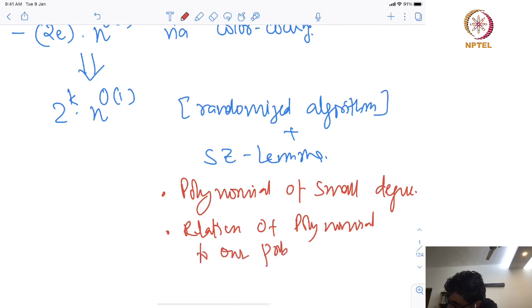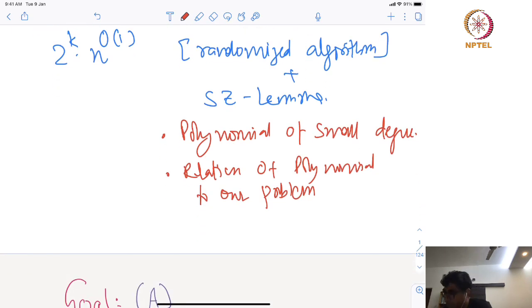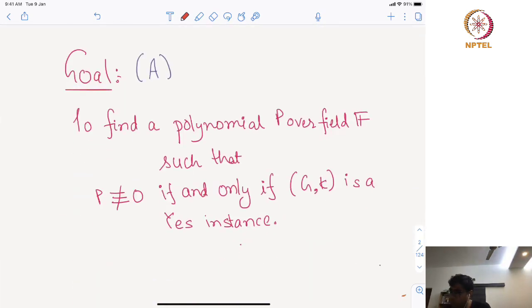Because if there is some relation to a polynomial of small degree, then we will do an evaluation of this polynomial, and based on the evaluation's answer, we will say something. So what I want to say is that we want to find a polynomial P such that P is not equal to 0 if and only if (G, k) is a yes instance. So in our case, I will make a polynomial such that this polynomial is not equal to 0 if and only if G has a directed path on k vertices. This is it.